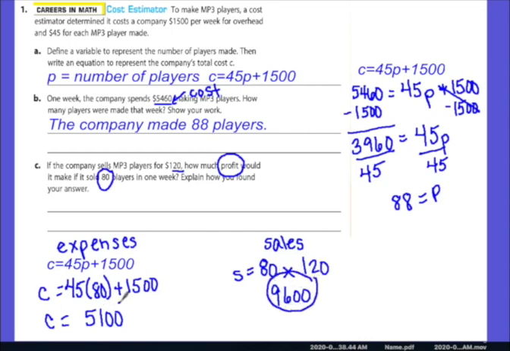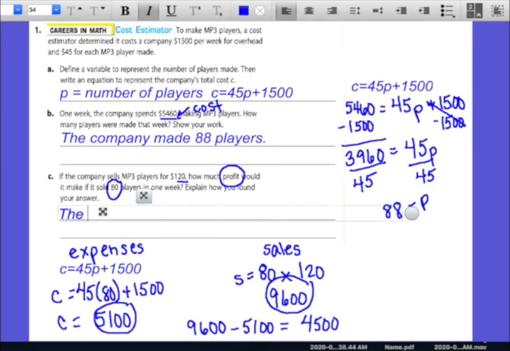So I see that there is a difference between the sales and the expenses. So I'm going to take those two numbers and I'm going to subtract them. The amount beyond the expenses that the company has is their profit. So $9,600 minus $5,100 gives me a profit of $4,500.